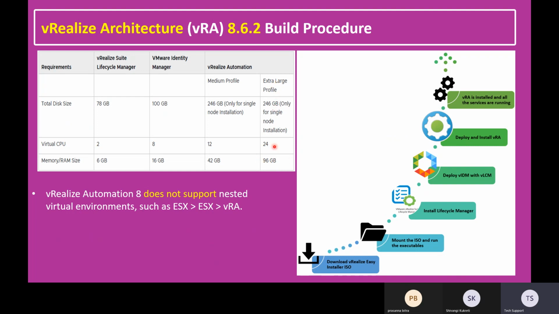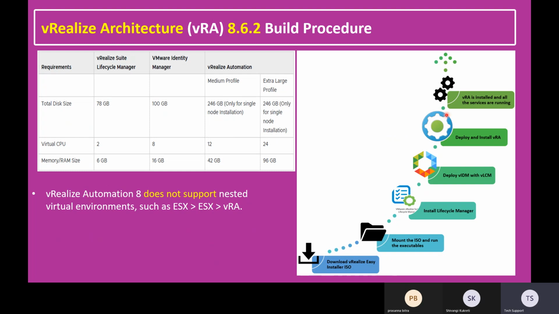We go for the extra large profile if your organization is a large or extra large organization. During that time, we choose the relevant size of vRA. And I highlighted one key point here: vRealize Automation 8 doesn't support a nested virtual environment. That means if you are using a home lab where your ESX is running on a virtual machine, we are unable to test the vRA 8 installation. So we must install ESX on bare metal. Then only it supports deploying vRA 8.